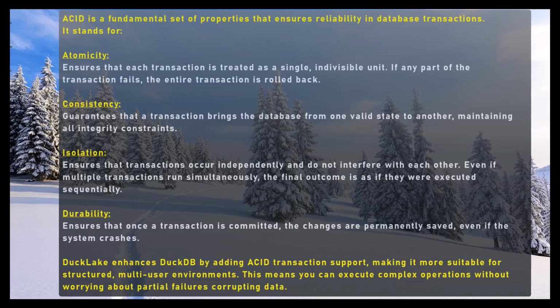And if you look at my points here on the screen, you can see that ACID is a fundamental set of properties that ensures reliability in database transactions. So what does it stand for? Well, you have atomicity, however you want to pronounce it. That ensures that transactions are treated as a single, indivisible unit. If any part of the transaction fails, the entire transaction is rolled back. So you have such things as begin transaction and rollback transaction. If something went wrong, you can restore it back to a version that was actually correct.